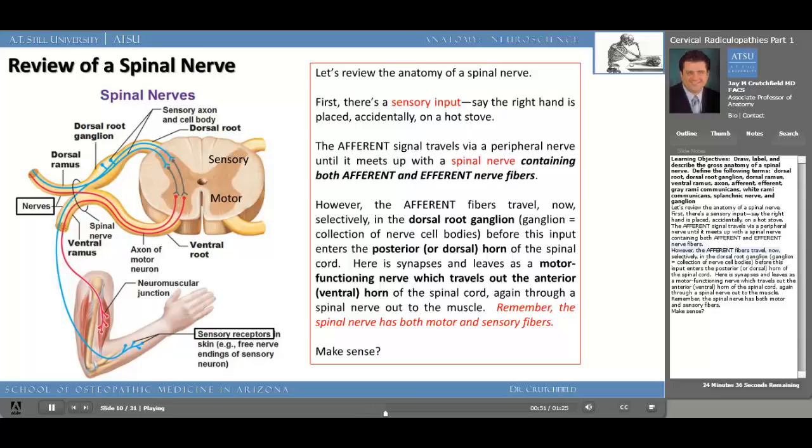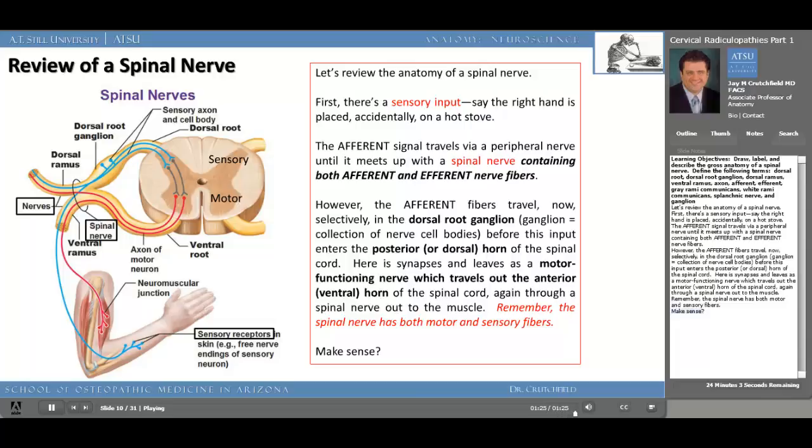Again, these afferent fibers travel now selectively in the dorsal root ganglion before this input enters the posterior or the dorsal horn of the spinal cord. Here it synapses and leaves as a motor functioning nerve which travels out of the anterior, i.e. the ventral horn of the spinal cord, again through a spinal nerve out to the muscle. Remember, the spinal nerve has both motor and sensory fibers. Does this make sense?